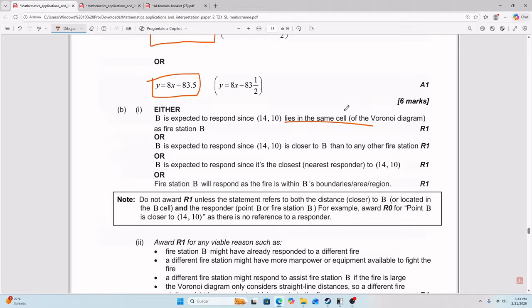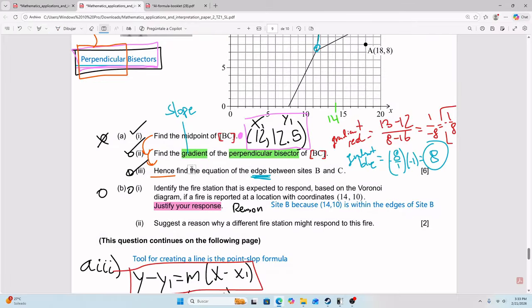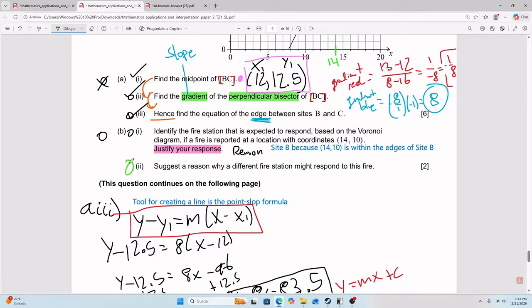Yeah, so it lies in the same cell, which is what I mean by region, right? It's closer to B than any other. You can give a bunch of different reasons, they all work. See? And for part B double I, it says suggest a reason why a different fire station might respond to this fire. And this is more of a context sort of question.